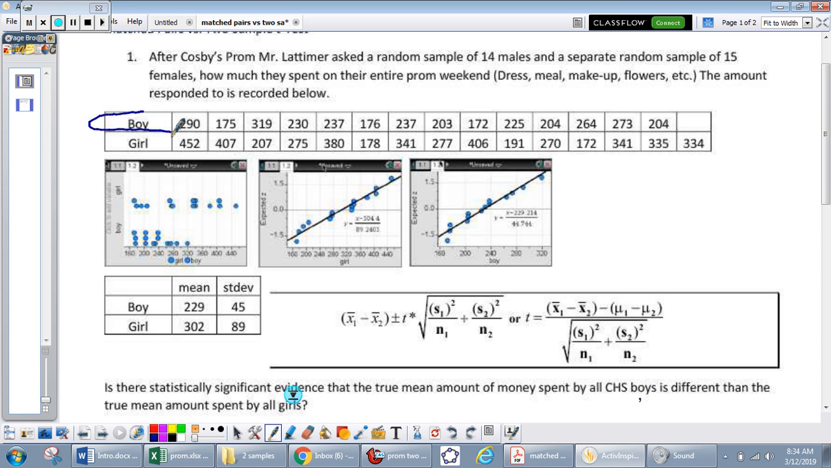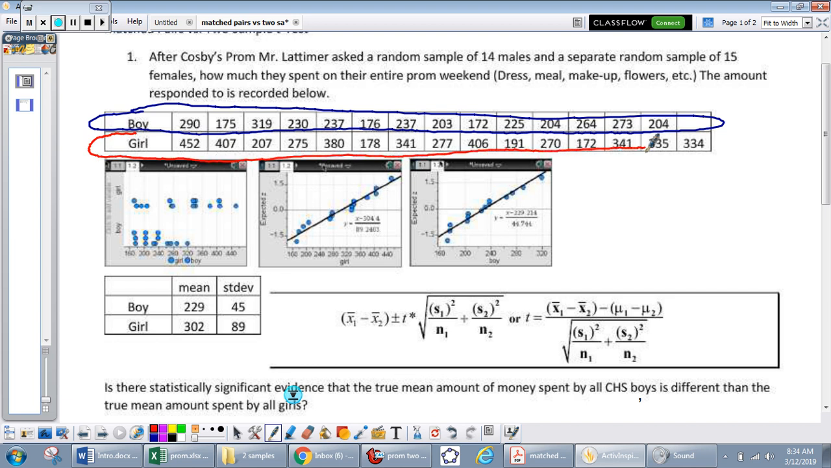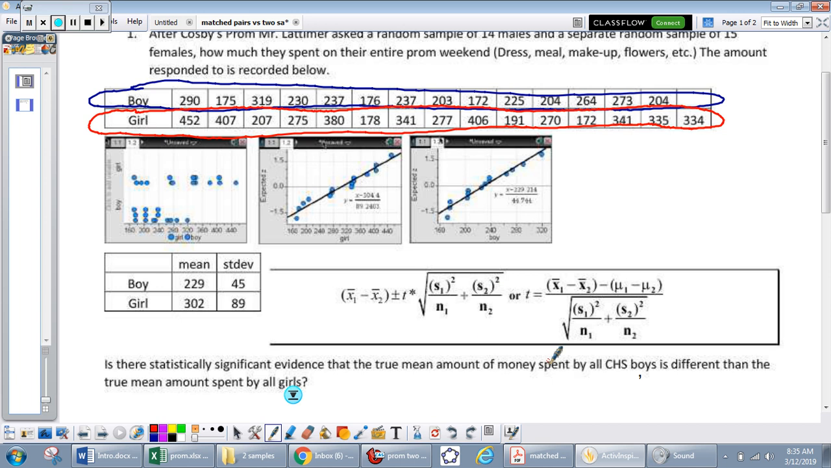So we've got all our boys here, and all of our girls down below. Now, what might you notice? How many samples have we taken? We've taken 2 independent random samples. And what we want to figure out is, is there statistically significant evidence that the true mean amount of money spent by all Cosby boys is different than the true mean amount spent by all Cosby girls? So let's see how this is a little different.